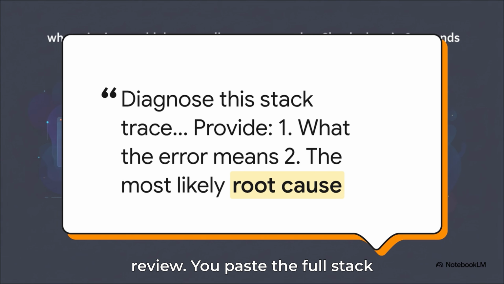You paste the full stack trace and, this is absolutely crucial, you demand the root cause, not just a band-aid fix. If you don't do this, the AI might just give you a workaround that makes the error vanish temporarily, but you know that bug's gonna resurface later. So ask for what the error means, the exact root cause, a step-by-step fix, and exactly how to verify it. That's how you get a durable, permanent fix.